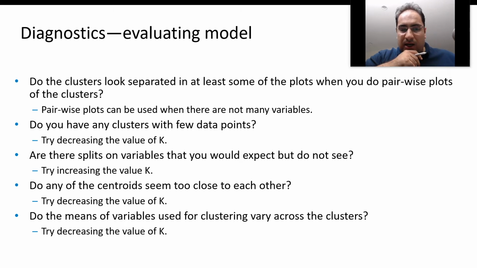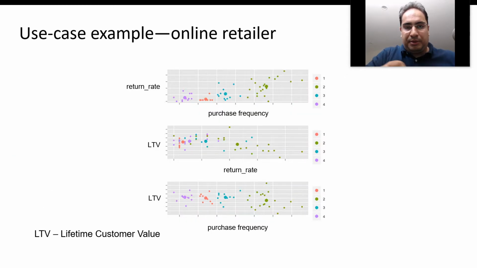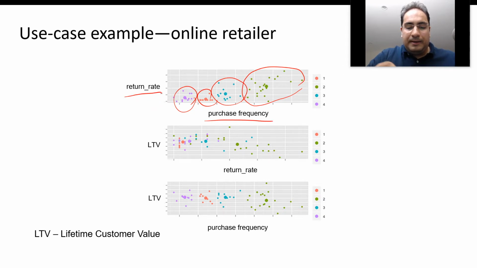So let's talk about diagnostics and how we could see what the problems with the model are. You look at the data, and if you see that the clusters look separated in some of the plots, far away from each other, then you could use pairwise plots, something similar to this. You can see how different clusters are separated from each other based on two variables. This is, for example, an online retailer.